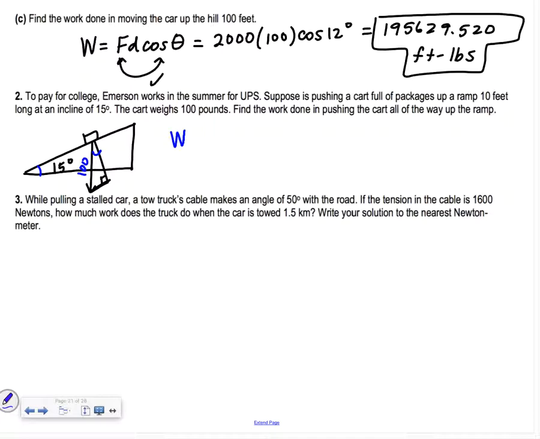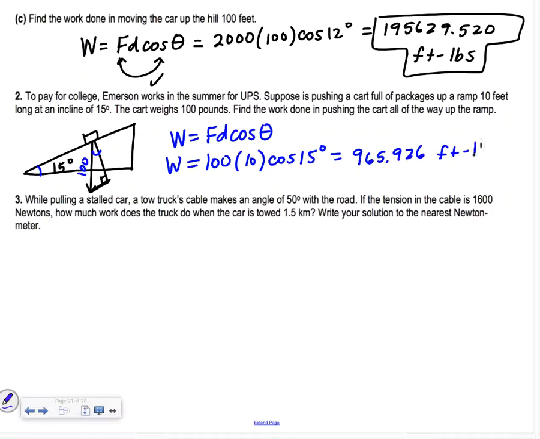But remember, all we're doing for work is FD cosine of theta. And we have all the information that we need. We have the force, the weight of the cart, so 100 pounds. The distance that we're moving it, 10 feet. And the angle, which is 15 degrees. So we have everything. So we plug it in. So you get 965.926. And our units would be, again, foot-pounds. It's not always foot-pounds.